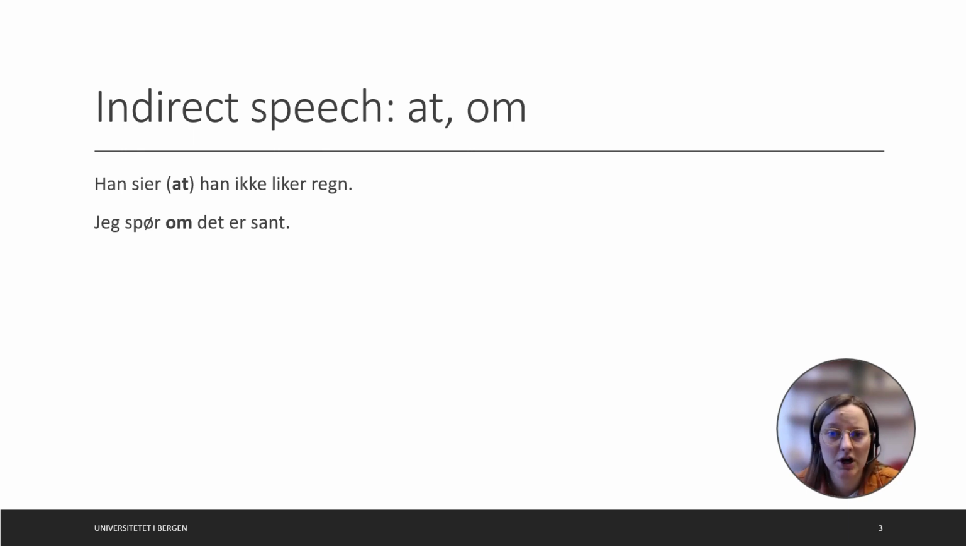The subjunction at may be omitted after verbs like å si, å vite, å tro, å synes, and å tenke. So we can also say, han sier han ikke liker regn.